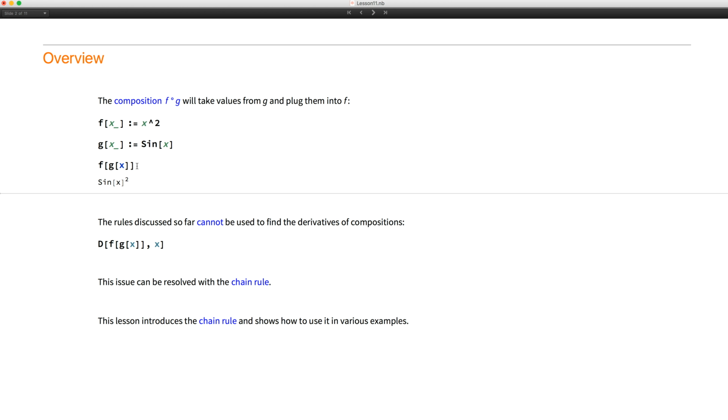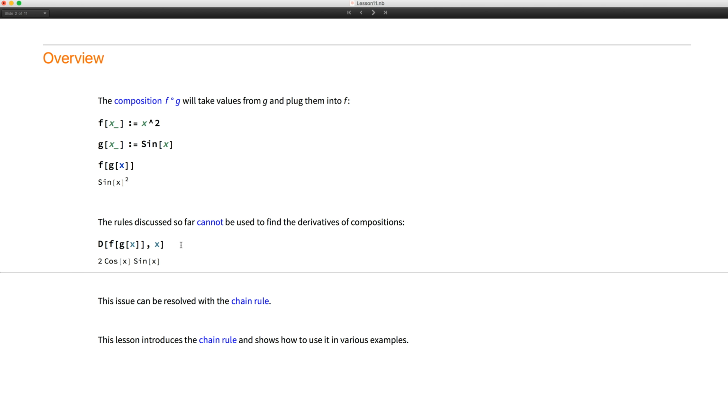Now, the rules we have discussed so far, the sum rule, the product rule, etc., cannot be used to find the derivatives of such compositions. But of course, D knows about them. And what's required over here is something called the chain rule. So the chain rule is what lets you find out the derivatives of compositions. And that's the topic for the lesson, the chain rule and examples for this very powerful rule.